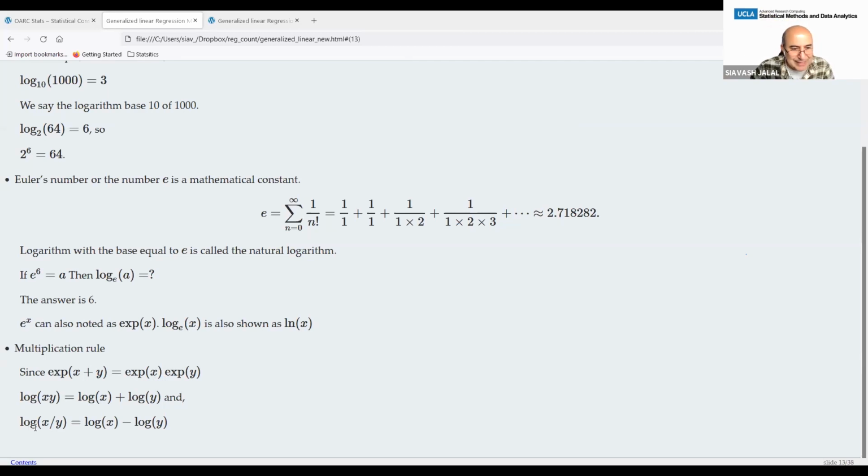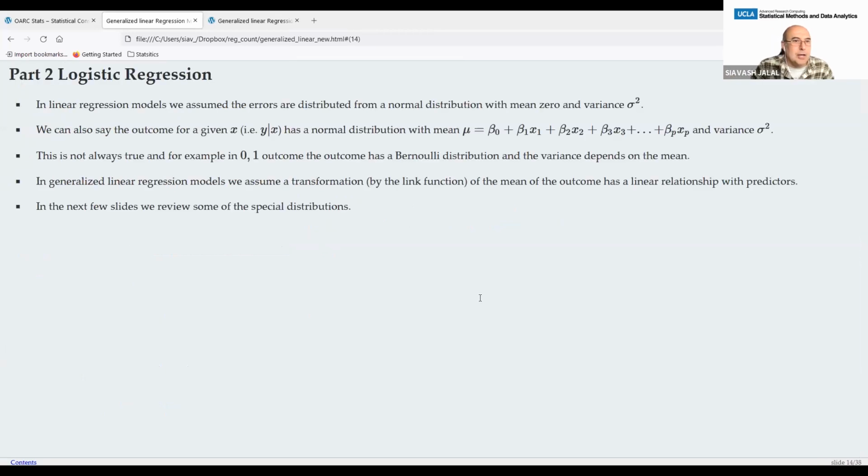And then there is another rule. Basically, log of x divided by y is log of x times 1 over y, which is log of x plus log of 1 over y, which is actually log of x minus log of y. Okay, so that's for you.